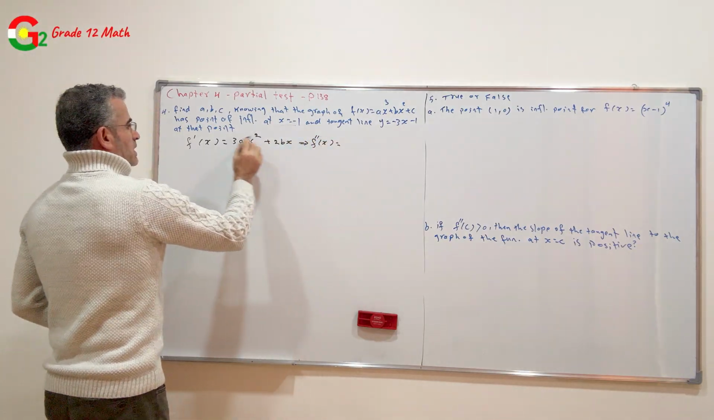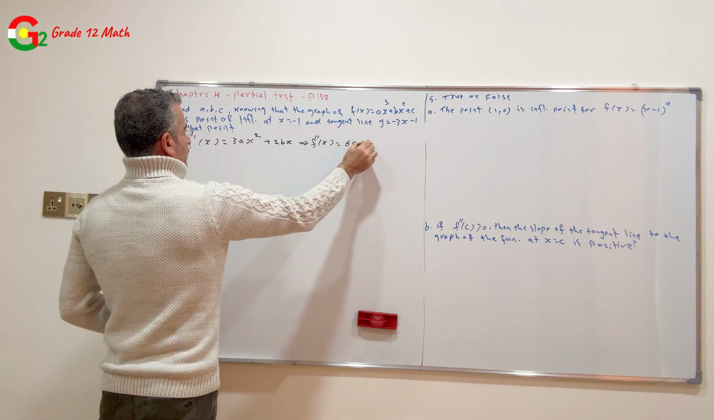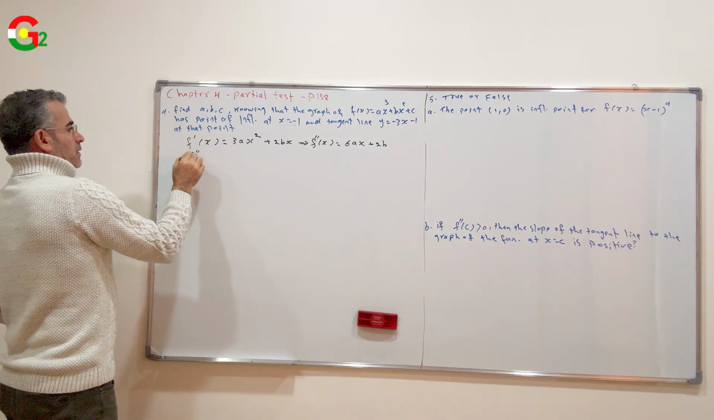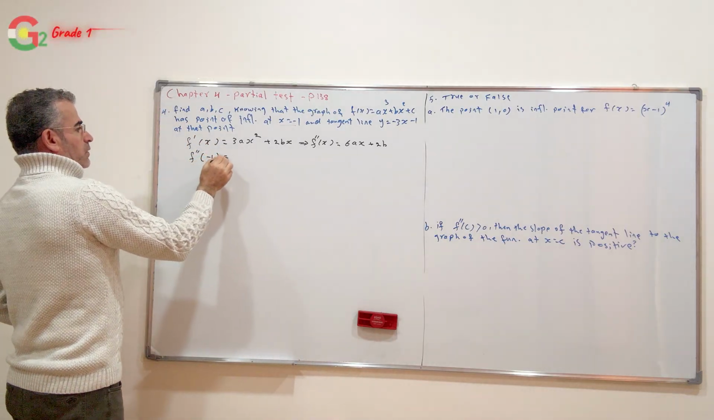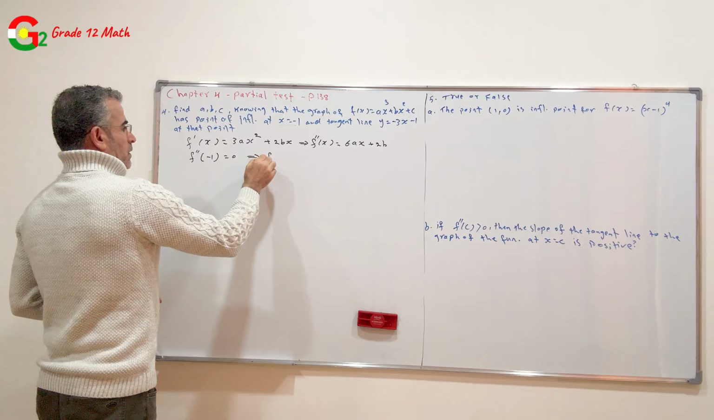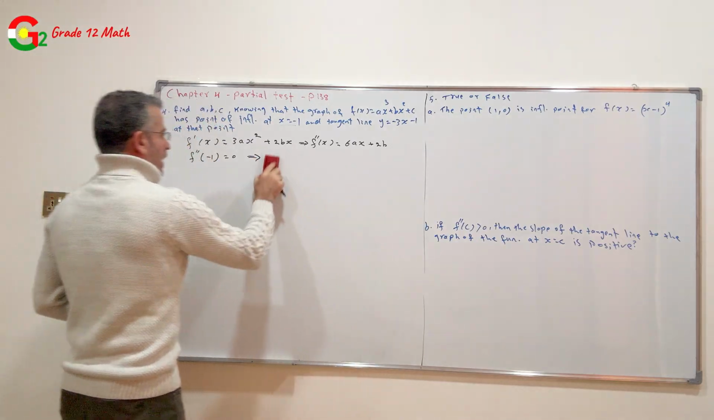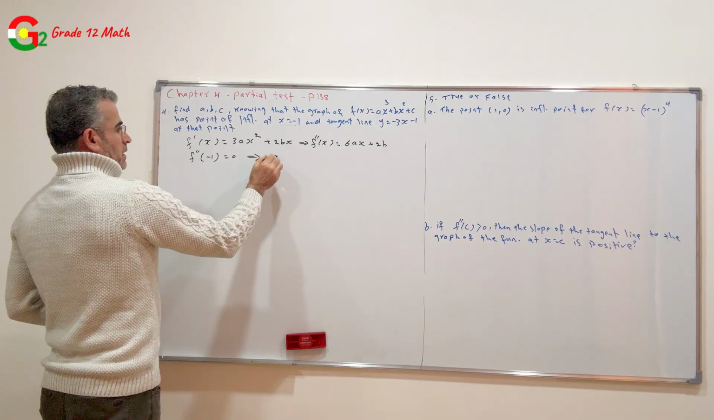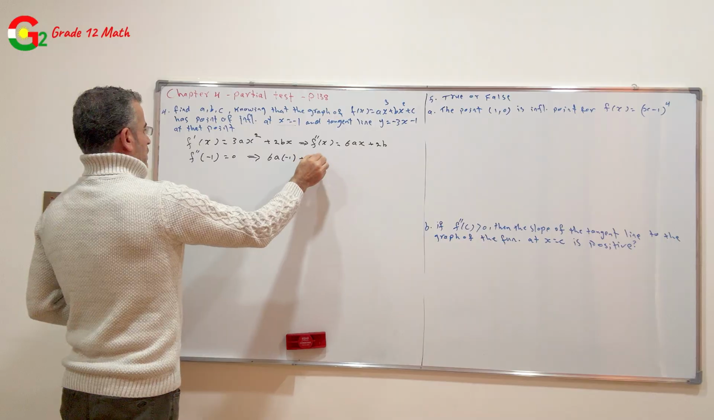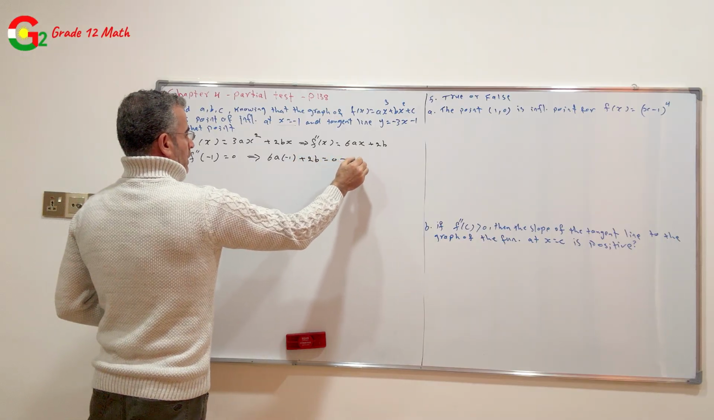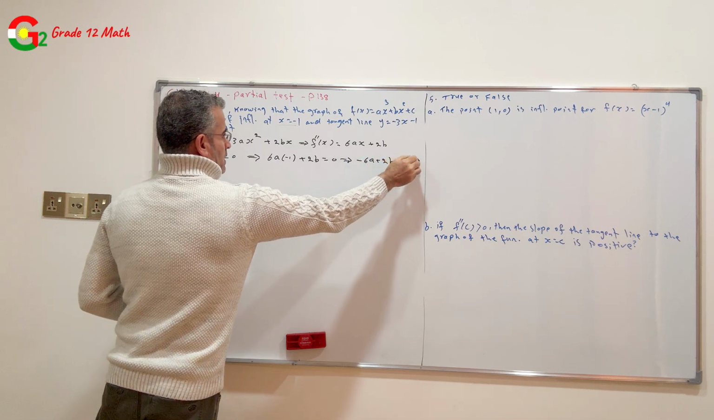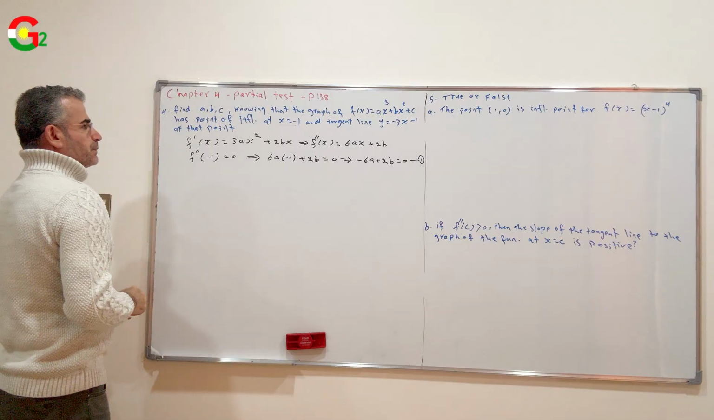Find f prime of x equal to 3ax power 2 plus 2bx, and the second derivative f double prime of x will be 6ax plus 2b. Now, if f double prime of -1 equals 0, that is 6a times -1 plus 2b equals 0. Therefore, -6a plus 2b equals 0. This is the first equation.